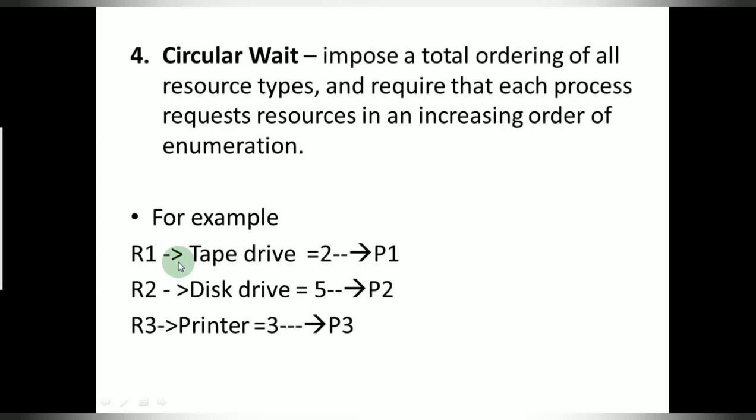But what is the difficulty in this protocol again? The enumeration of the resources is the difficulty. How do I assign the number? How do I say hard disk is number 1, tape drive is number 2, printer is number 3? On what criteria can I do it? There are times where a hard disk may be requested before the tape drive in a program. So enumerating the resources is one of the difficulties associated with this solution.